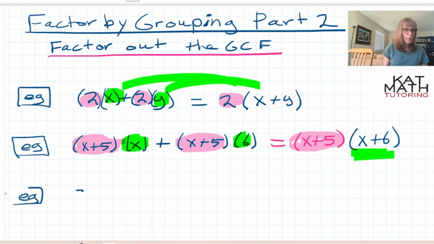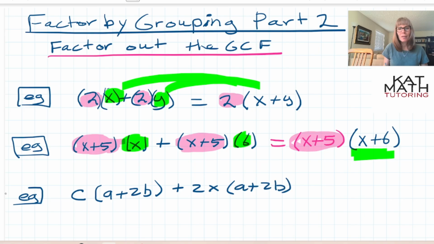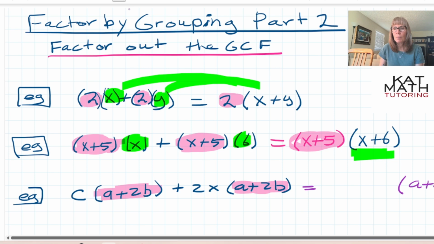What if I have c times (a plus 2b) plus 2x times (a plus 2b)? Can you see the common factor? The common factor here is, in this case, on the right side of each term. So that's the common factor, and that's what I'm going to pull out. And I can pull it out in the front, or I can pull it out in the back. So maybe I'll write it in the back this time. I'll say a plus 2b.